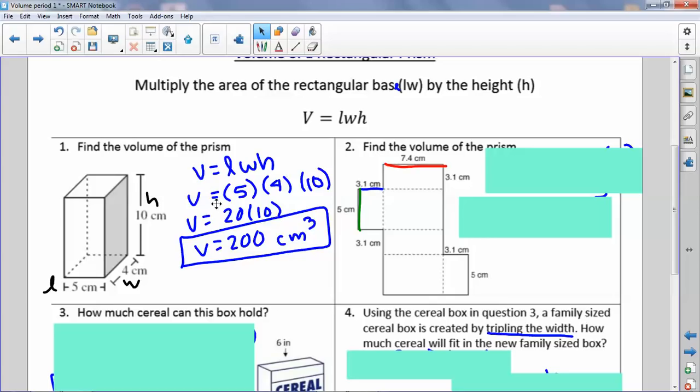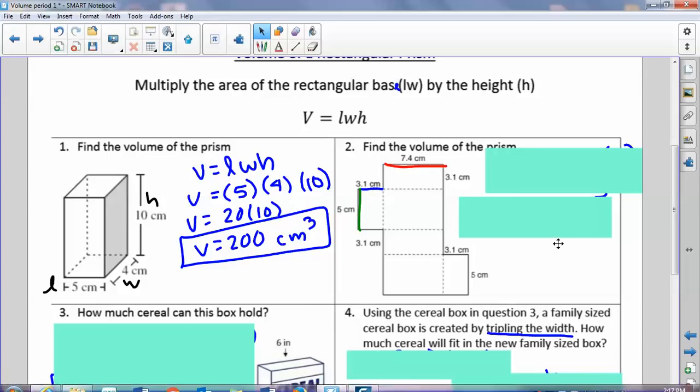So all we did was just multiply our length, our width, and our height. And here it does not necessarily matter which one you designate as length, width, and height, as long as you are consistent when you label them and you plug them in the correct spot. So let's look at example 2.